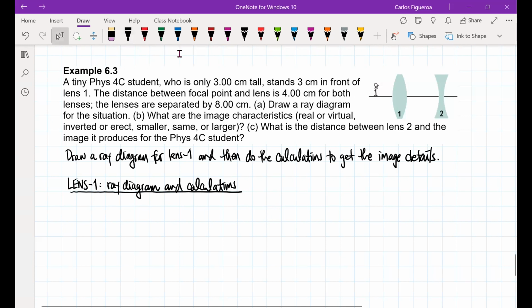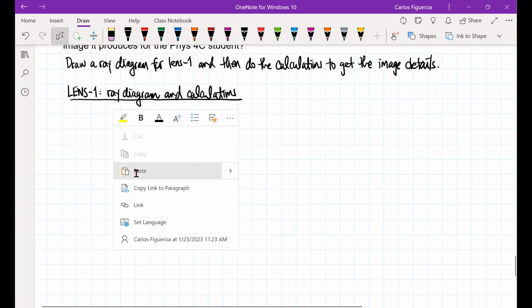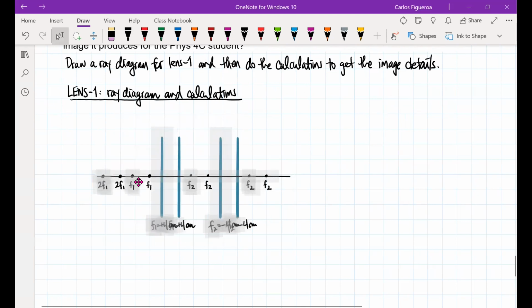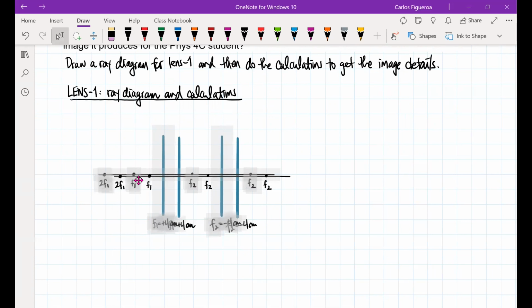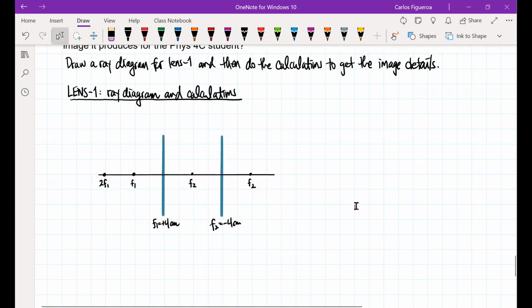So what I'm going to do here is note that the focal length is 4 centimeters for lens 1. But the second lens is a diverging lens, so that has to be negative 4 centimeters. I already set up my lenses for my image here, so I'm going to draw them just like this. Let me try to center them. That looks pretty good to me. And now I'm going to set the scale: 1 square is 2 centimeters.